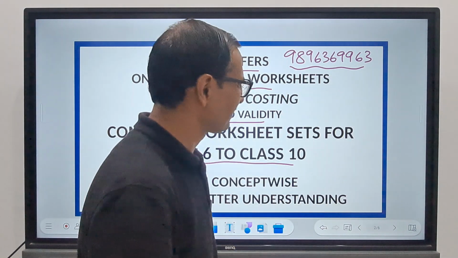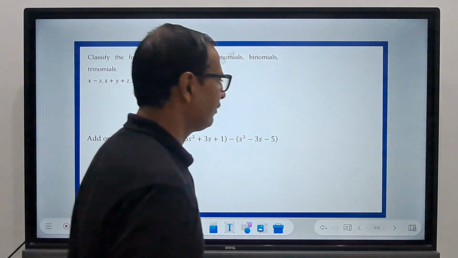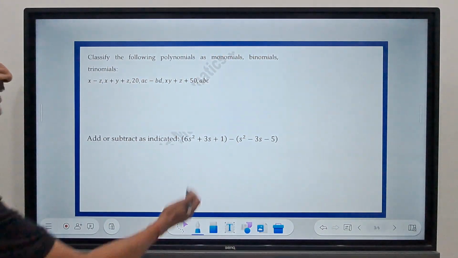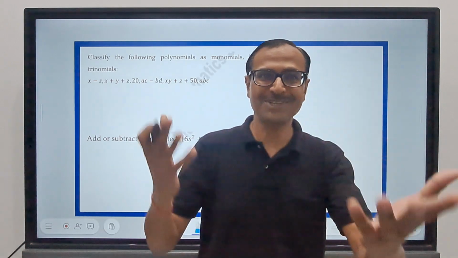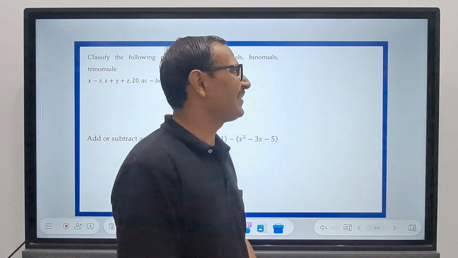Okay, right, let's move on and get to our topic. So you can see the watermark here. The watermark is because all these questions are also from the worksheets which I am talking about. Okay, right.